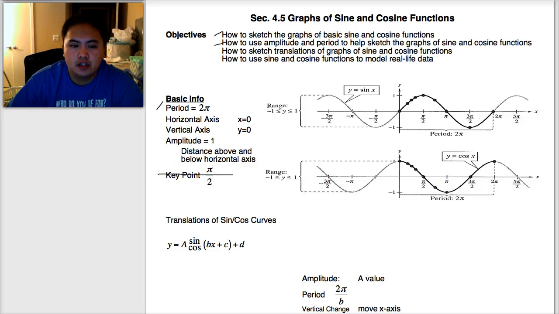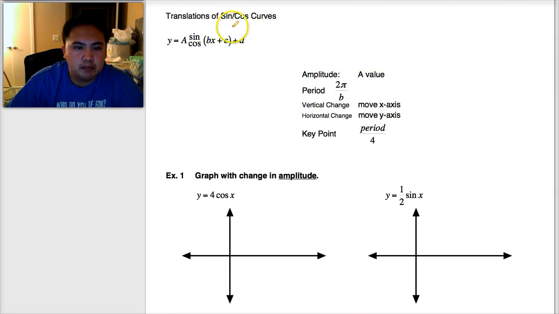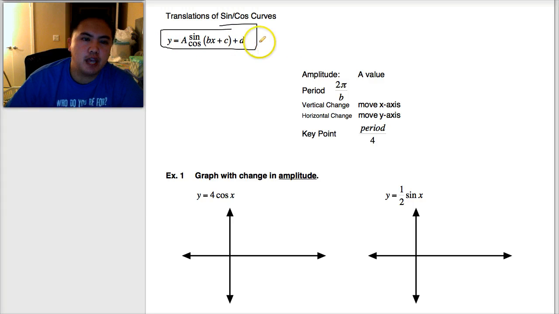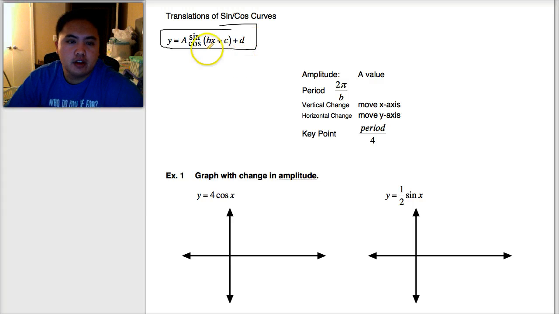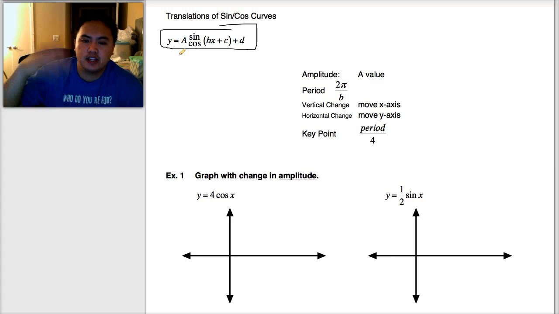All right. So now how do you do the translations? Okay. So here's the basic equation, and depending on what values there are for A, B, C, and D, tells me how I'm going to change this graph. A is the amplitude. So remember, in a normal sine or cosine graph, the amplitude is 1. So whatever number this is becomes the new amplitude. So if this becomes 5, that means the highest the graph will ever get is 5 and as low as -5. If A is 10, it goes as high as 10 and as low as -10.